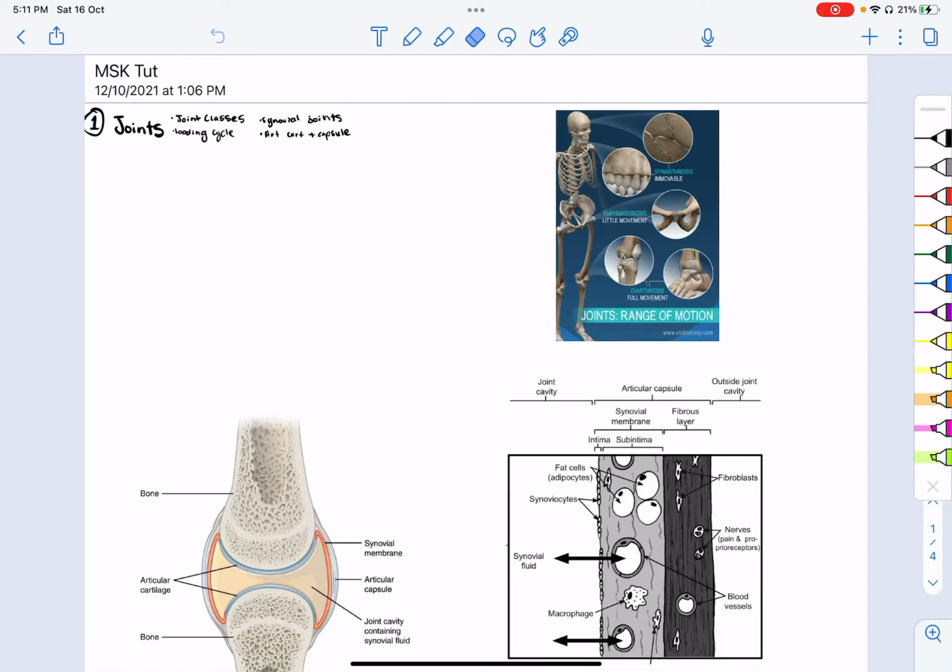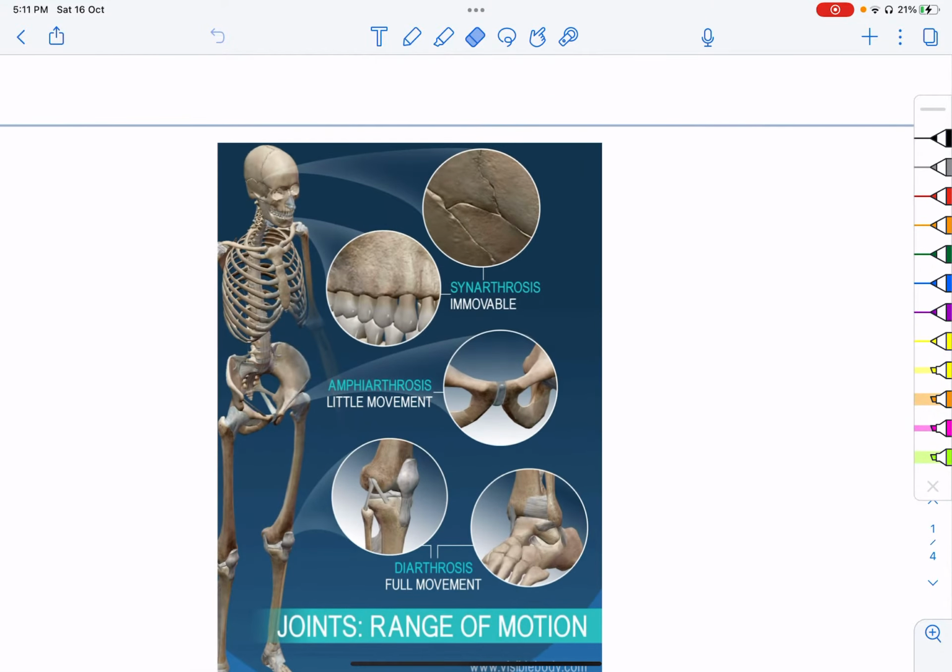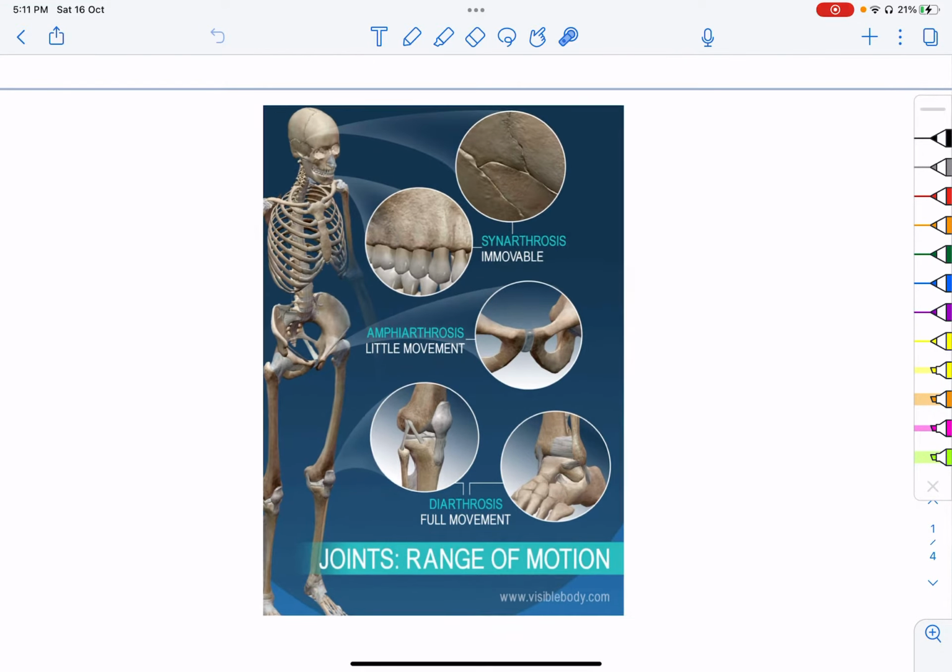In this tutorial I'm going to go over the joints and just the main points, like the classes, run over synovial joints, and then we'll also go over the loading cycle. So to start off, we'll talk about the types of joints. There are three main types: synarthrosis, amphiarthrosis, and diarthrosis.